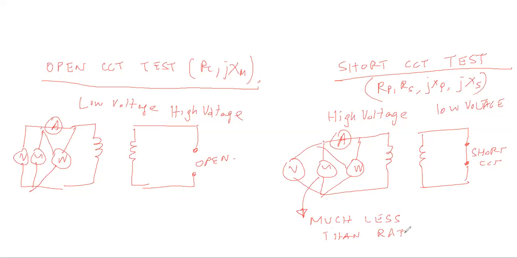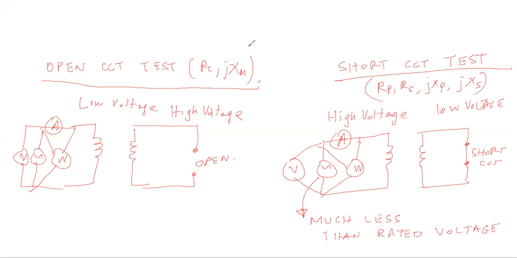And what are we going to achieve out of finding these parameters? We can find the losses inside the transformer. So when we measure RC and JXM, we can model the losses inside the core of the transformer. And when we find RP, RS, and JXP and JXS, we can model the losses inside the windings of the transformer. So that can give us a more realistic understanding of how efficient the transformer is, how much input energy it is able to convert into output energy.